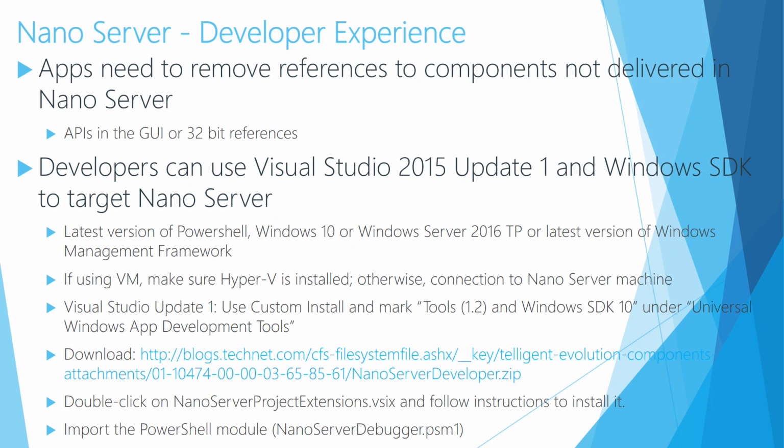So first of all, you need the latest version of PowerShell, Win10 or Server 2016 TP, and the latest WMF. If you're using a VM, make sure Hyper-V is installed, and connect to that Nano Server machine. In Visual Studio Update 1, you do a custom install and mark those two additional options. Then this link, and I will have a couple of links available at the end that get you towards all this, will get you the details and the files you need to load into Visual Studio, the V6 file. Then you run that, follow the instructions to install it, import the module, and you're good to go and start creating a Nano project.